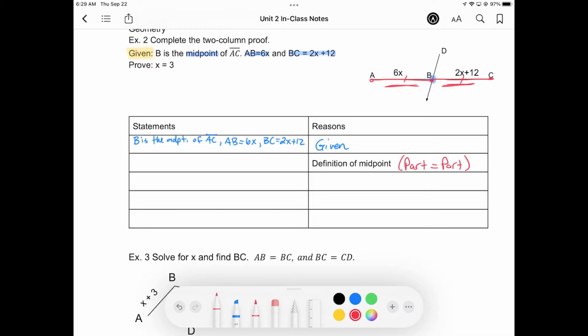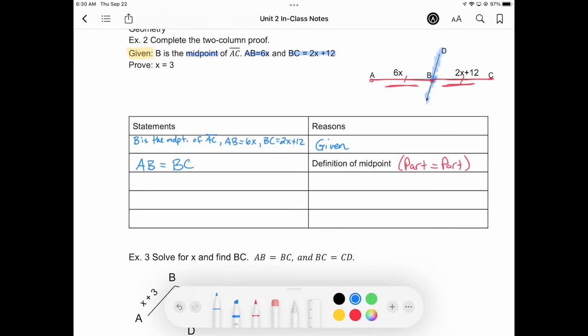Now, we can kind of ignore that line going down through it, that ray, DB. It's not necessary for our picture, but that's the important relationship, that 6x and 2x plus 12 really have to be the same as each other. So since we're using definition of midpoint, the first thing we're going to fill in is that these lengths, AB, that's one part, is equal to the other length, BC, the other part.